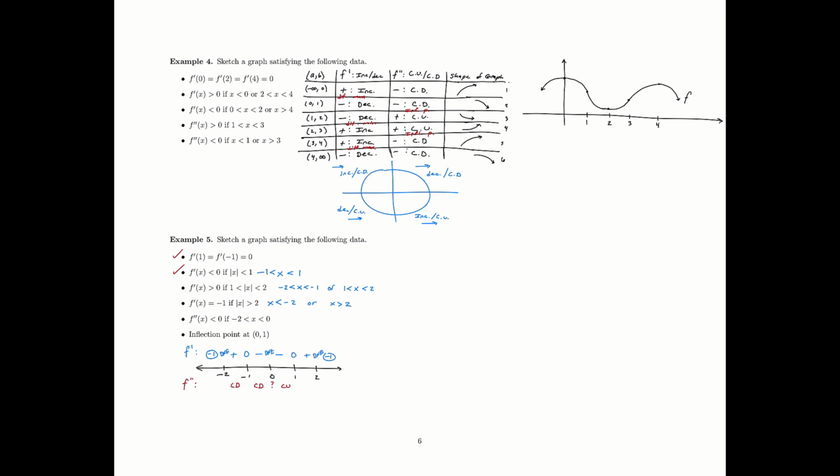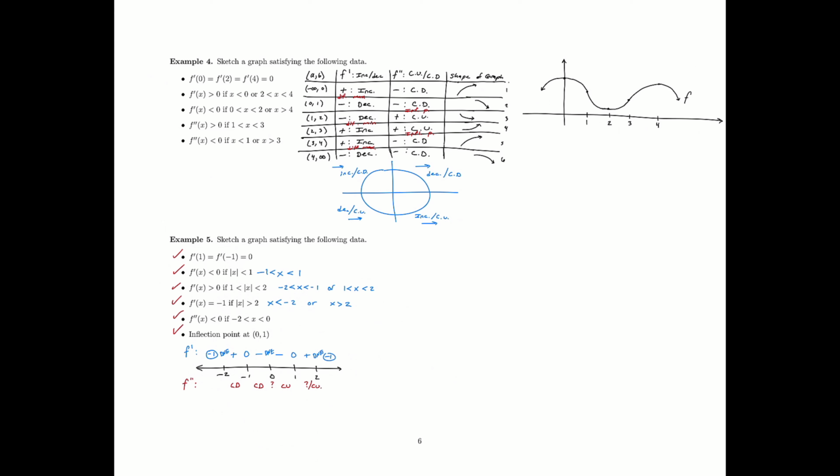Okay. Now here, 1 and 2, we're not given anything specific to work with. So it may very well continue being concave up. So I'm going to put a question mark / concave up. Let's see if we can satisfy our graph now.